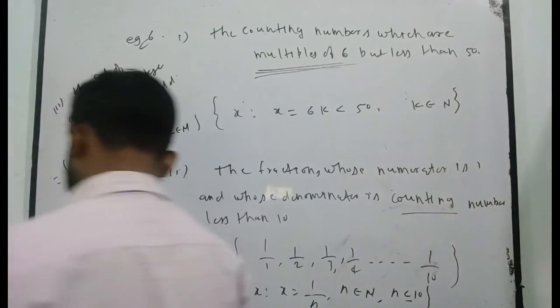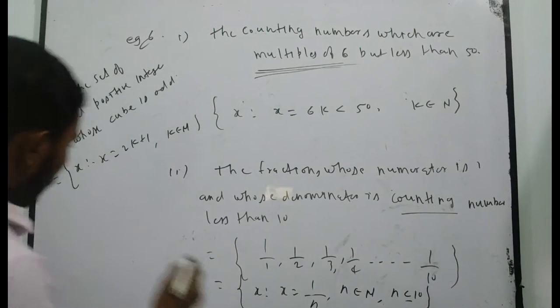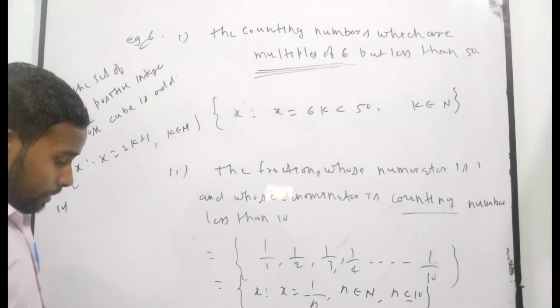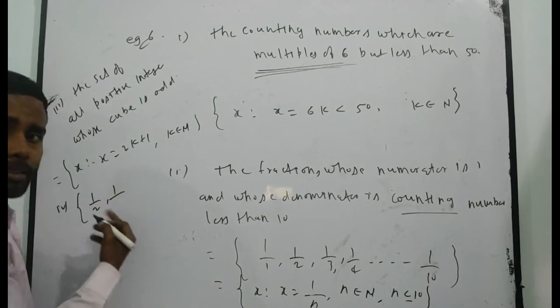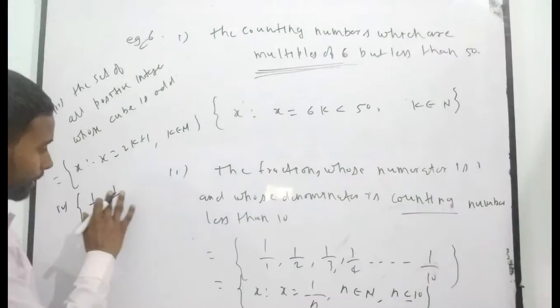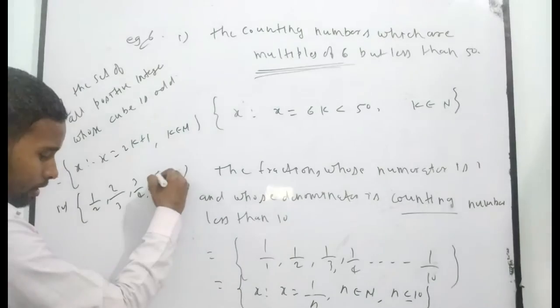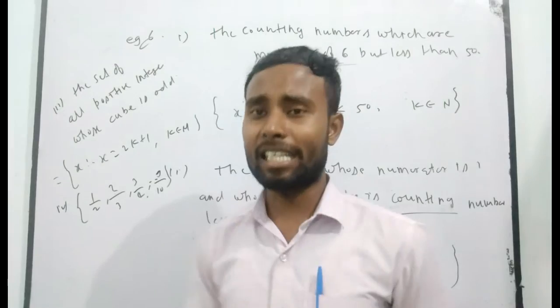Now I want to take the next example for you, example 4, in which the set is 1/2, 2/3, 3/4, ... 9/10. You have to express this set in set builder form.